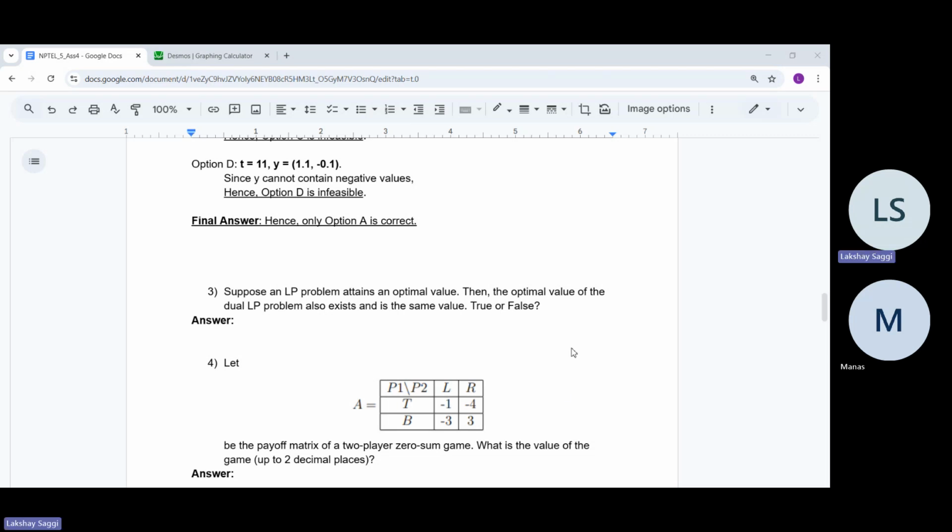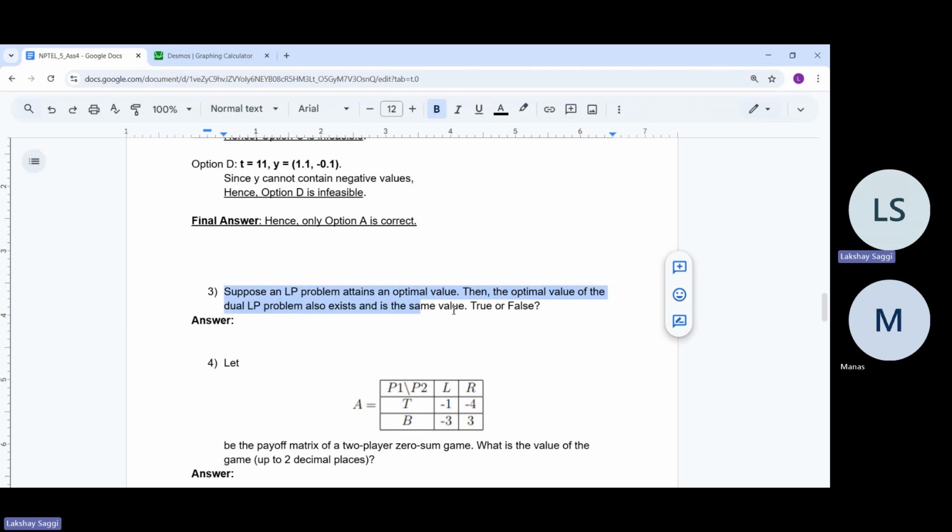Okay, so Manas is typing something again in the chat. Okay, sure. So Manas, for the third question, what do you think? Is this statement true or false? Is the optimal value of the dual LP equal to the value of the primal LP? Maybe you would get your answer while answering this question.